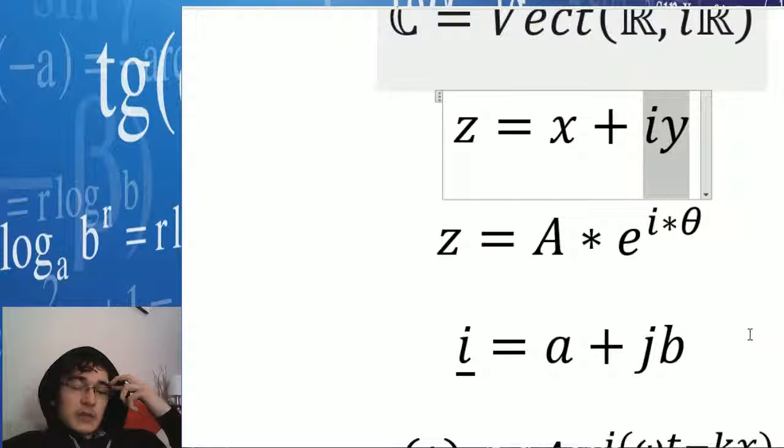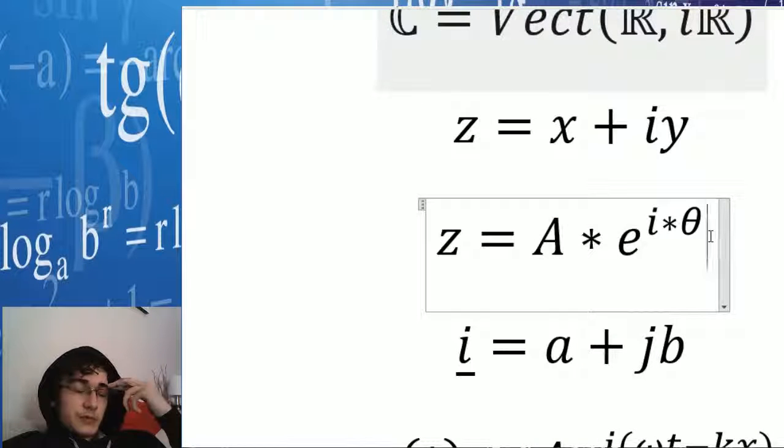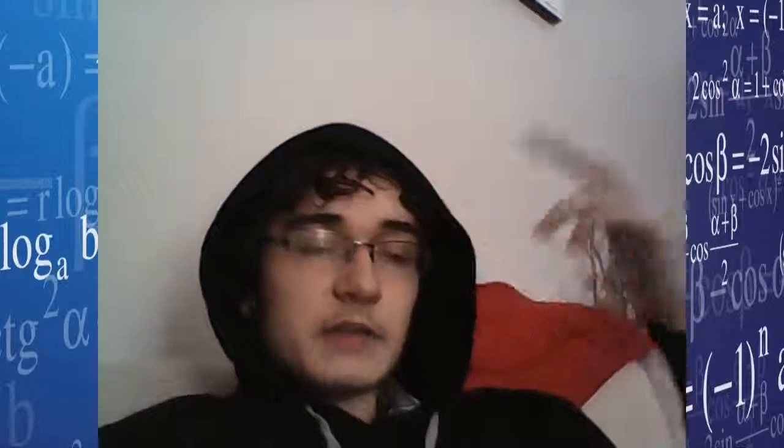Other than that, in terms of mathematics, there are pretty interesting things to study. So yeah, I think that's all for complex numbers.